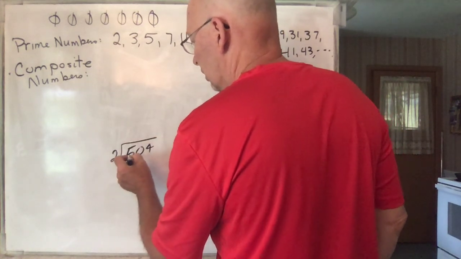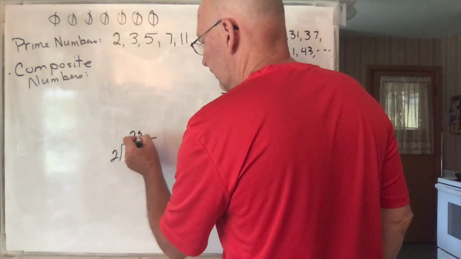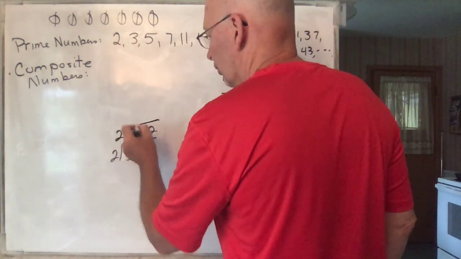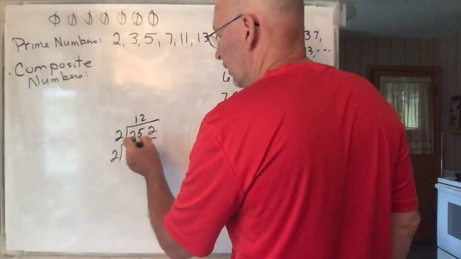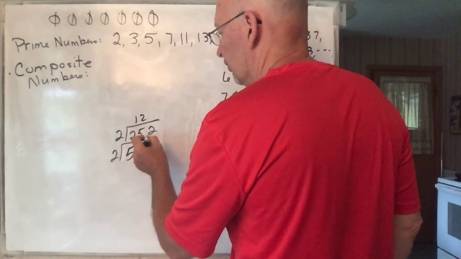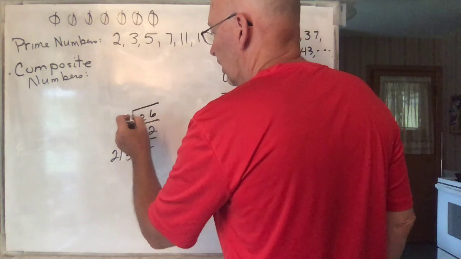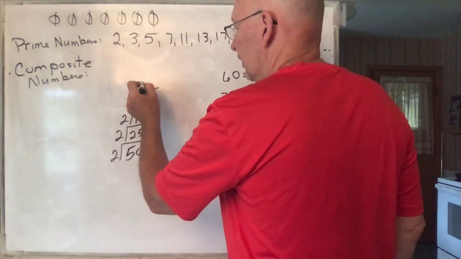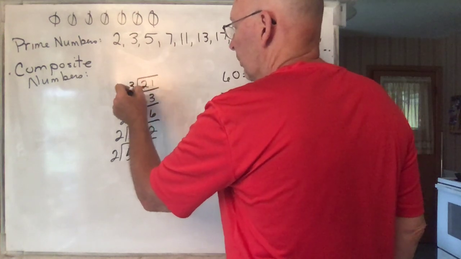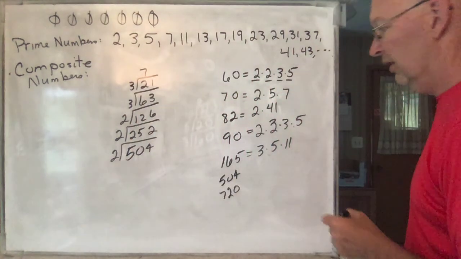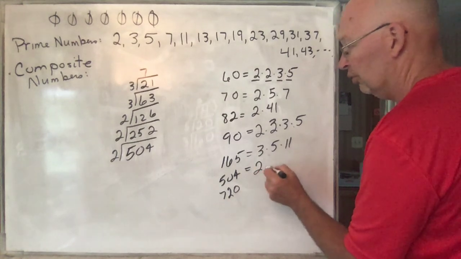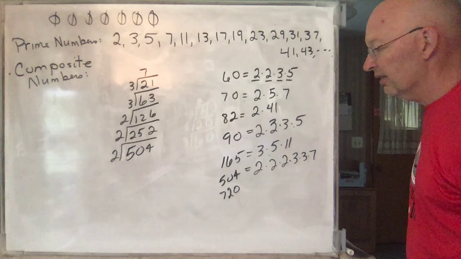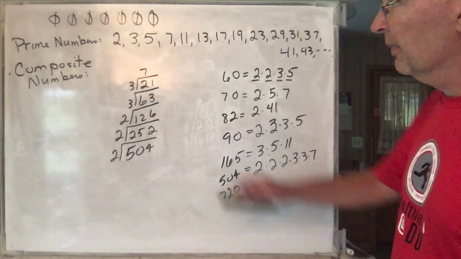Divide by 2. 2 goes into this 25 times, and then goes into 4 2 times. Now I can divide that by 2. It goes in 12 times, left of 12. Goes into 12 6 times. Divide by 2 again, I get 63. Divide by 3, I get 21. Divide by 3, and I get 7. So 2 times 2 times 2 times 3 times 3 times 7. Okay, look at there. Try one more.